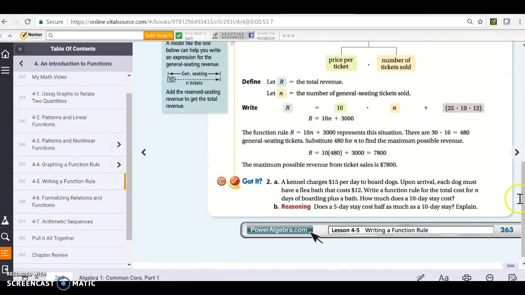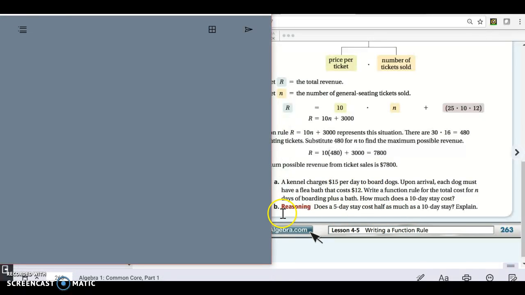Okay, so now let's look at got it 2. It says a kennel charges $15 per day to board dogs. Upon arrival, each dog must have a flea bath that costs $12. Write a function rule for the total cost for N days of boarding plus a bath. How much does a 10-day stay cost? Okay, so here's my whiteboard. Let's talk about what they have. The kennel charges $15 per day.